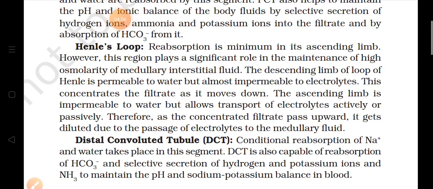And in this way, as the concentrated filtrate passes upward, it gets diluted due to the passage of electrolytes. So what we are able to see here is that from these two limbs, the ascending limb and the descending limb, when this filtrate is passing, one limb, the descending limb, allows water to permeate, whereas it does not allow the electrolytes. And when we talk about the ascending limb, it is impermeable to water, and in this way this concentrated fluid is passed upwards and it gets diluted.